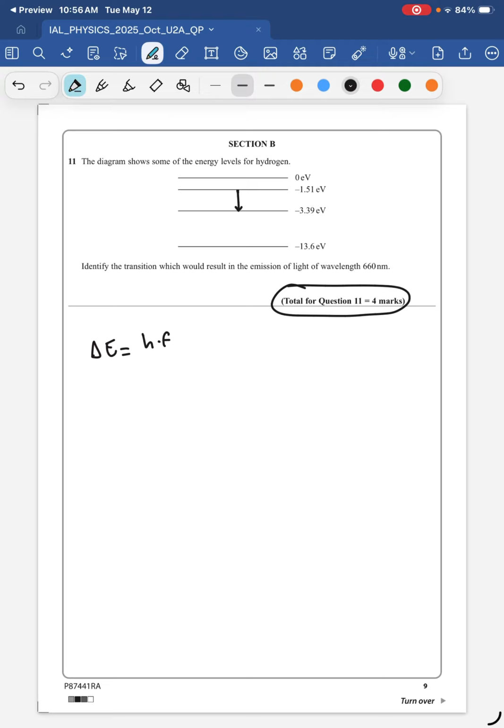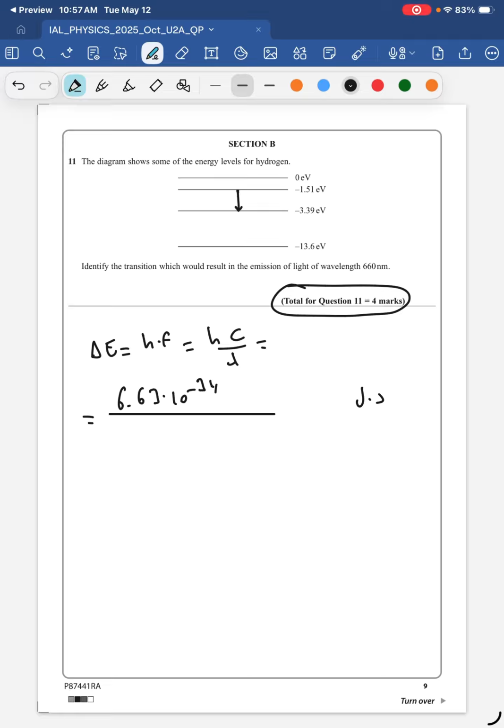So if an electron jumps from the minus 1.51 electron volts energy level to the minus 3.39 electron volts energy level, a photon with energy hf will be emitted. hf is equal to hc over lambda. So in our case, lambda is 660 nanometers, so let's write down Planck's constant.